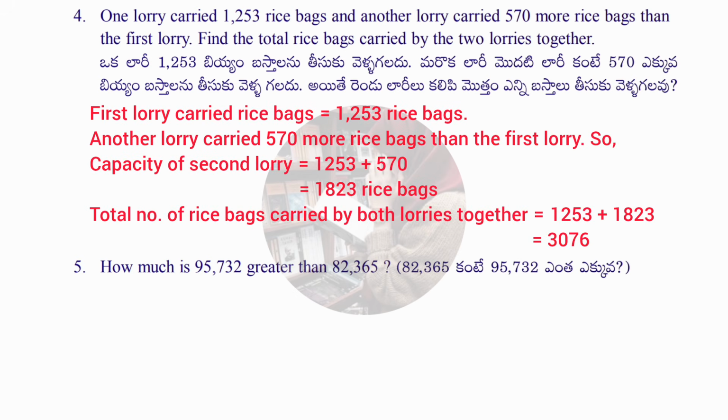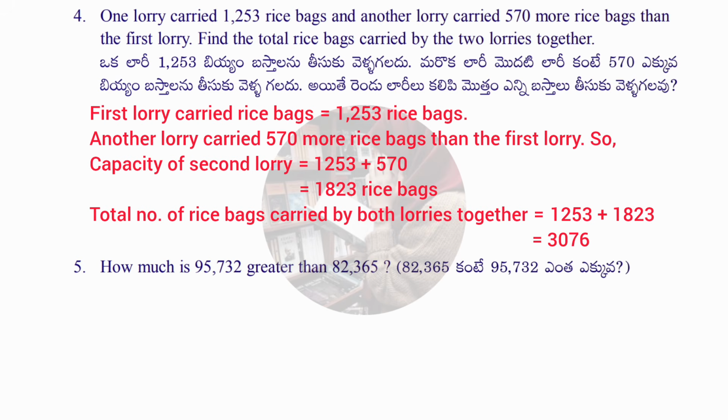First lorry carried rice bags is equal to 1,253. Okay, another lorry carried 570 more rice bags than the first lorry. So capacity of second lorry is 1,253 plus 570 is equal to 1,823 rice bags. Okay, now we have to find the total number of rice bags carried by both lorries, which is equal to 1,253 plus 1,823. So total number of rice bags were 3,076. Understood guys? I hope you got it.